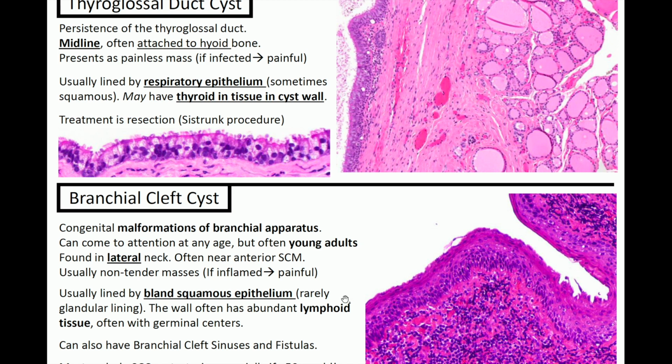And as we see here, it's usually lined by bland squamous epithelium and rarely has a glandular lining. The wall often has abundant lymphoid tissue, often with germinal centers. So you can appreciate a lot of lymphocytes, which is commonly seen in branchial cleft cyst. You can also have branchial cleft sinuses and fistulas, and you must exclude squamous cell carcinoma metastasis, especially if the patient is over 50 years old.